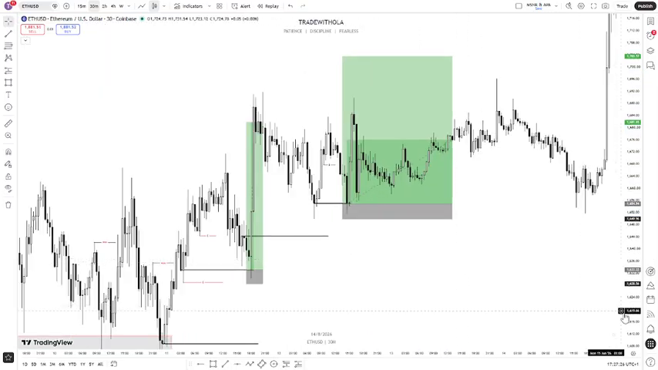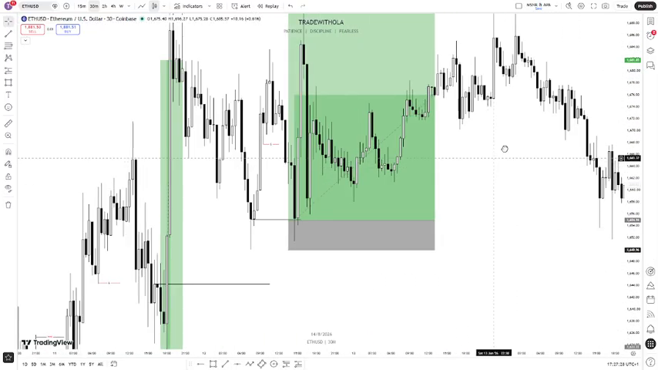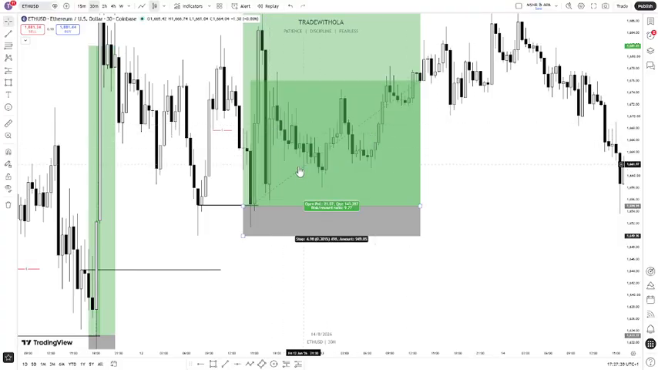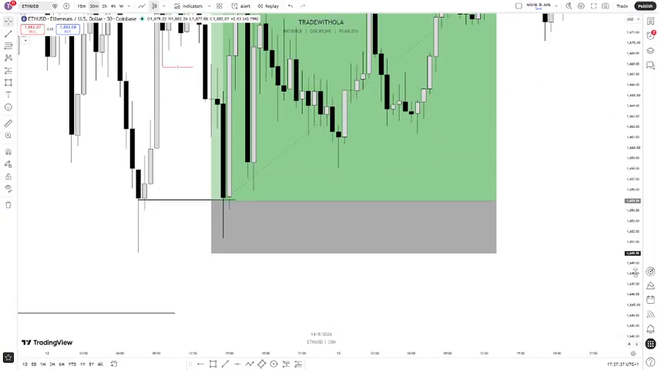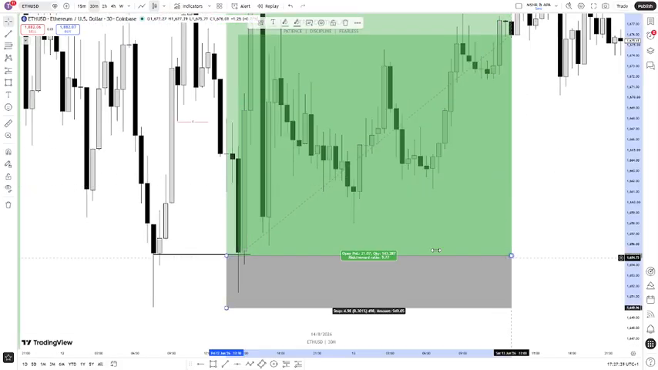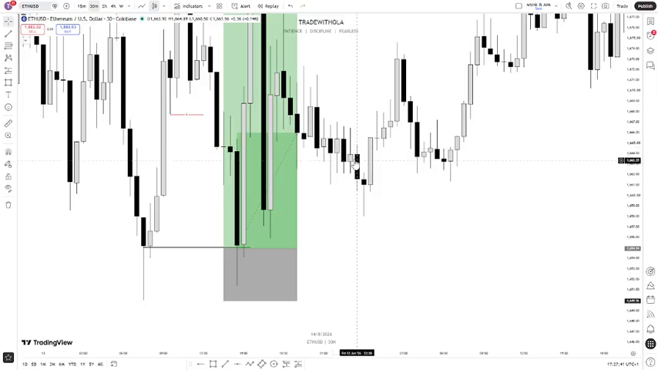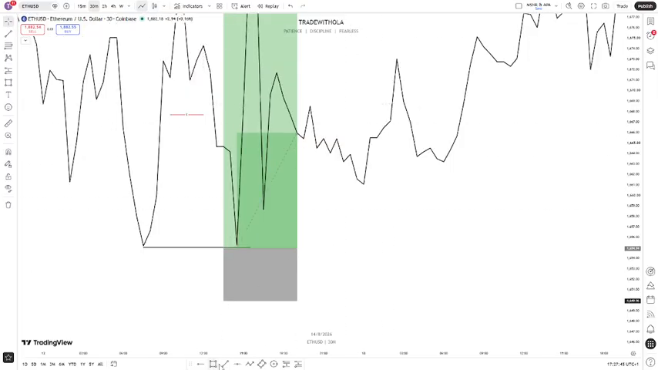If I'm to take a continuation entry here, look at it. You can see here we had a sweep of liquidity, a break of structure, but no inducement. But if you notice something, some people say no inducement, but there is an inducement. Why? Let me remove this here. Look at it. There was the first break of structure. Look at it on the line chart. It will tell you the story better.